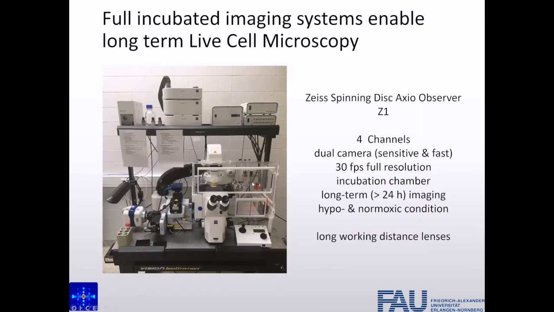I chose this system here, as you already saw from Daniel's talk, which is a fully incubated spinning disk system with a highly sensitive camera. I have long working distance lenses, all with immersion. I can adjust hypoxia and normoxia conditions, and with this instrument I can control CO2, O2, and temperature. It's no problem to do long-term imaging for more than 24 hours.